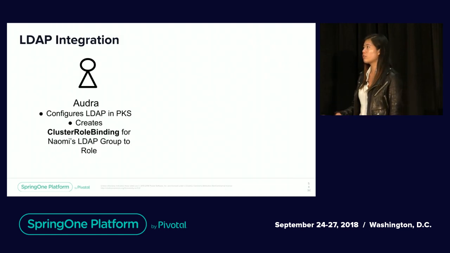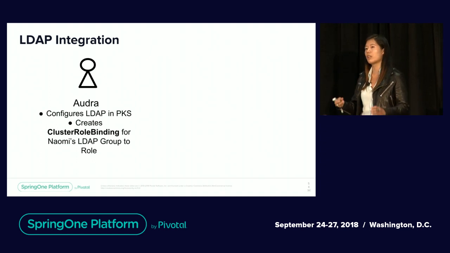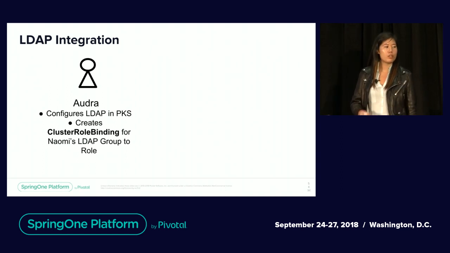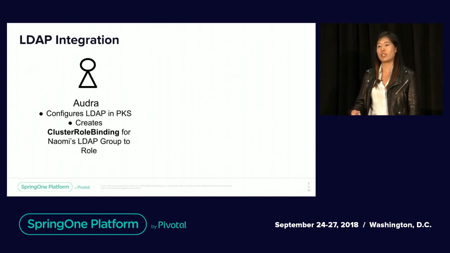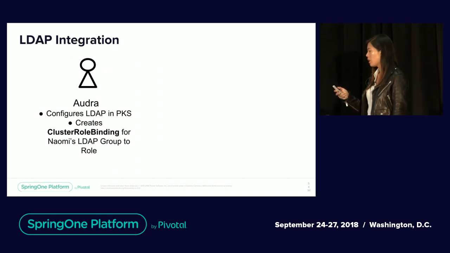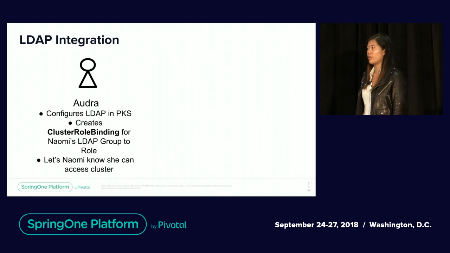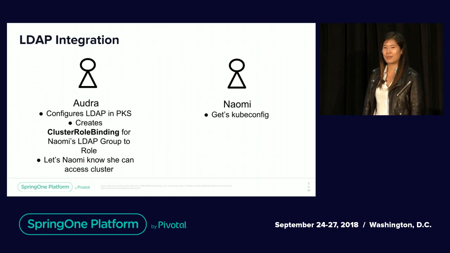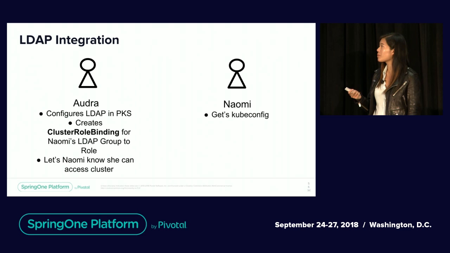She would create a cluster for Naomi and then create, using kubectl, a cluster role binding that binds Naomi's LDAP group to a specific role that has a set of permissions for the actions that Naomi should be able to run on the cluster. And then simply let Naomi know that she can access the cluster. From there, it becomes even simpler. Naomi gets the kube config and then is able to run actions on that cluster.